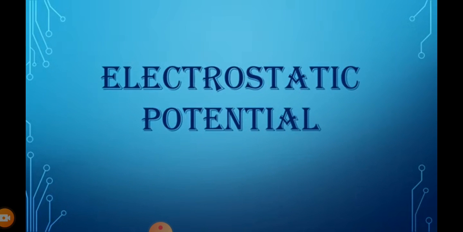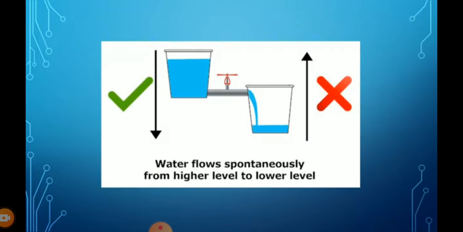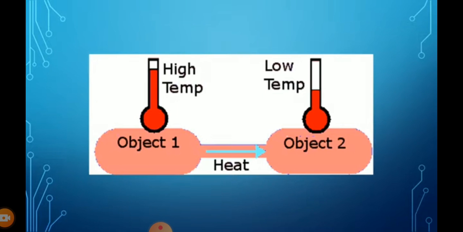Electrostatic potential. Water or liquid flows from a higher level to a lower level. Heat always flows from a body at higher temperature to a body at lower temperature.